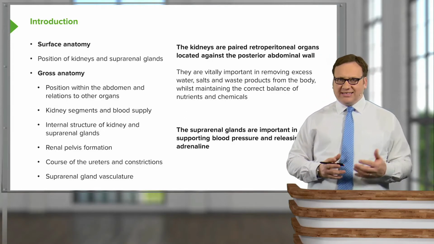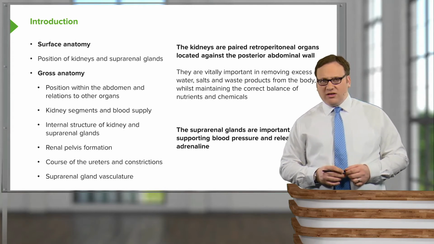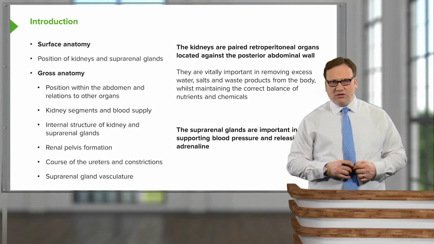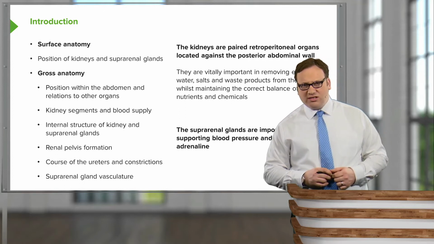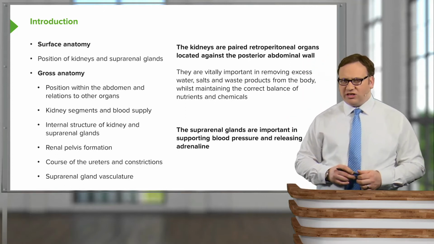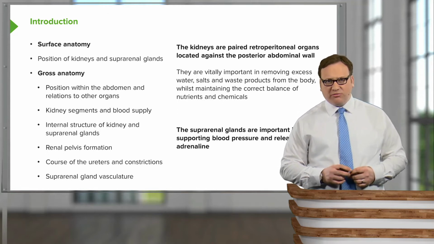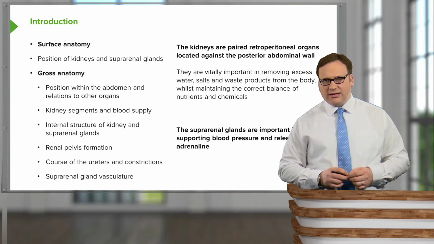We'll look at the kidney segments and their specific blood supply. We'll then look at the internal structure of the kidney and the suprarenal glands, look how the renal pelvis is formed, and that gives rise to the ureters, and we'll look at a few constrictions that they have along their course. We'll then look at the suprarenal glands vasculature, because that can be quite complex.